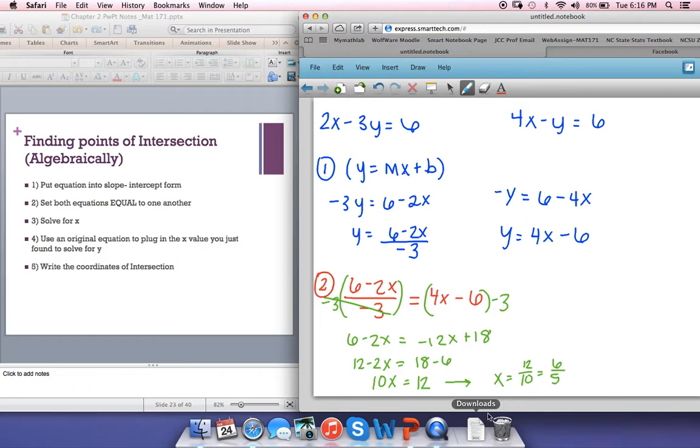6 over 5. Okay. Now, then we kind of did step 3 already, and step 4 says use an original equation to plug in the x value you just found to solve for y.